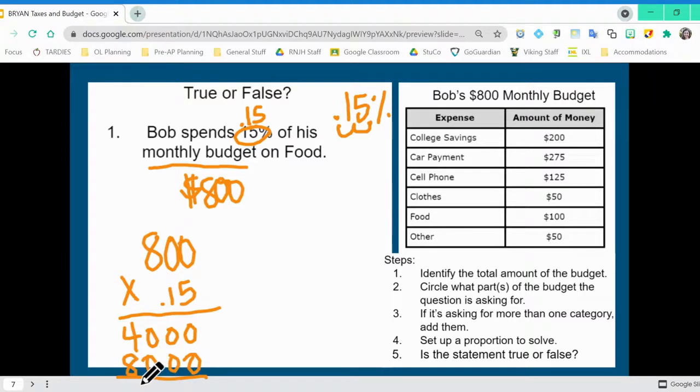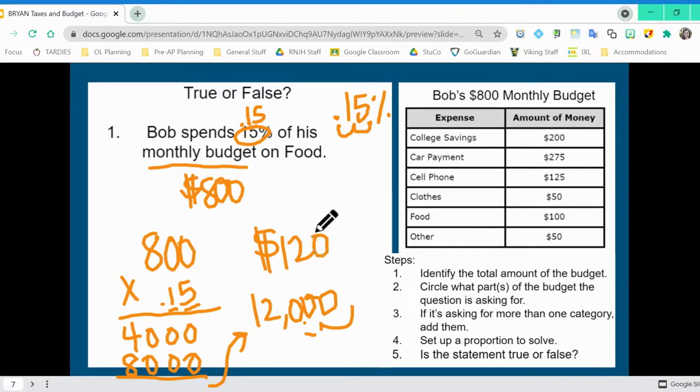add those up. I'm running out of space. If I add those together, I get, oops, not 12,000. What did I forget? I forgot to move my decimal. 1, 2, and I move it 1, 2. So that really is $120 would be what 15% of his budget is.